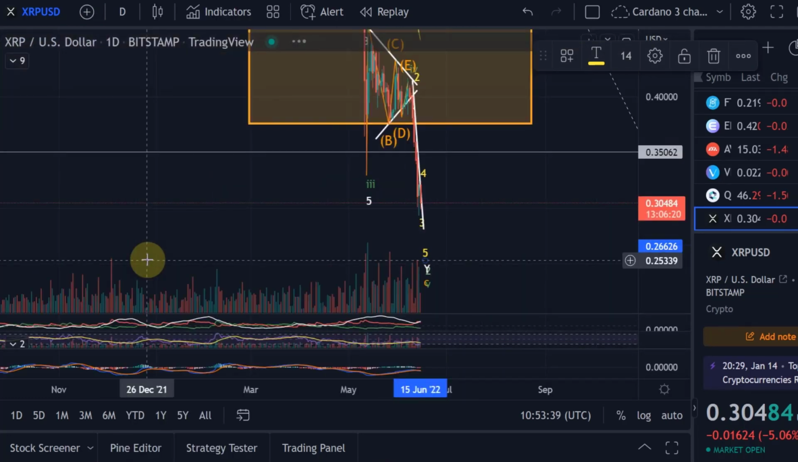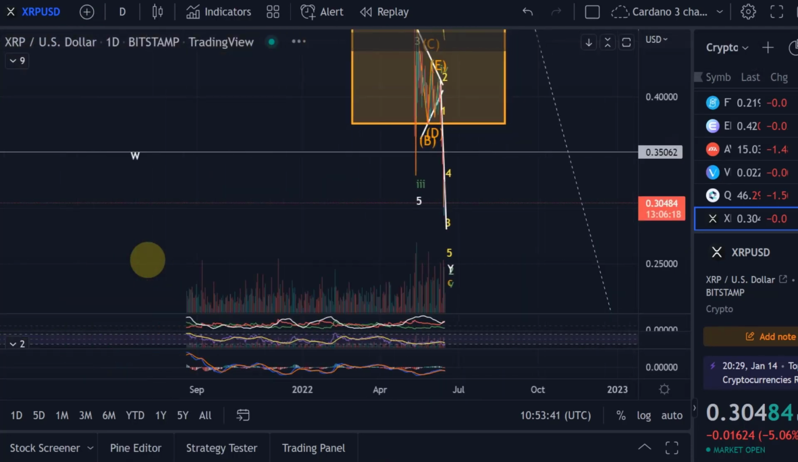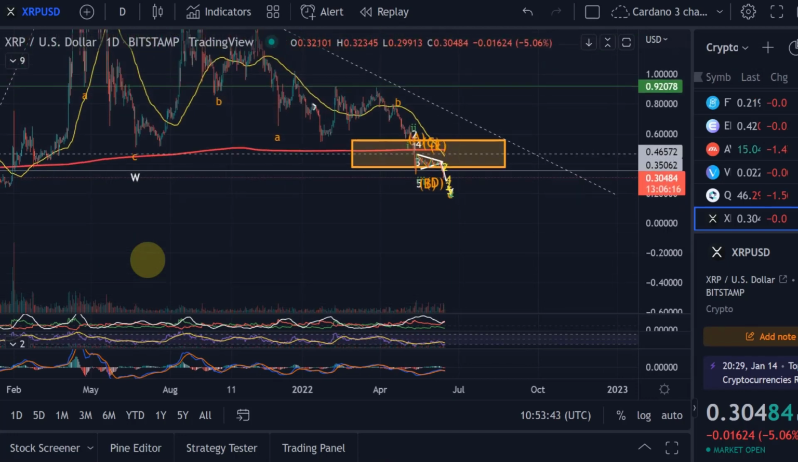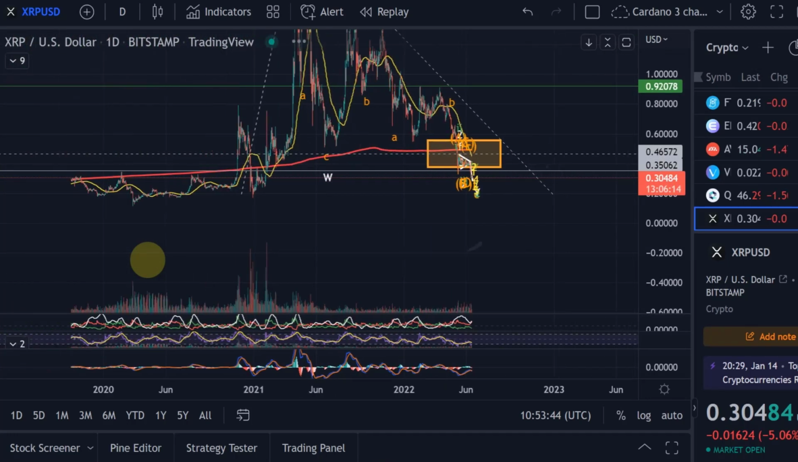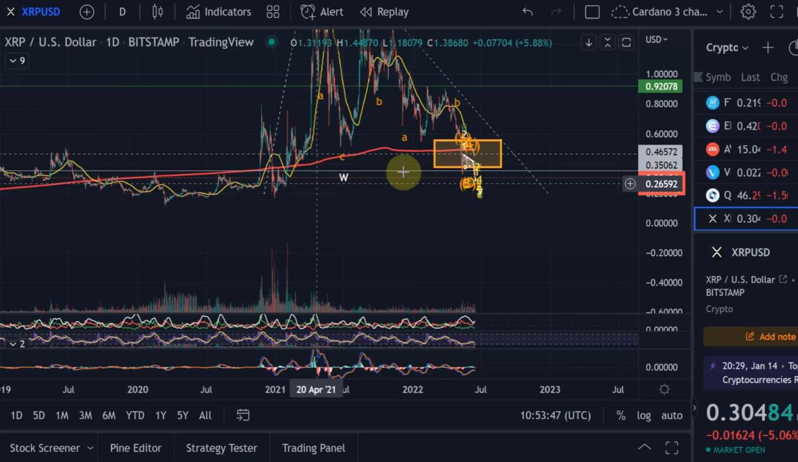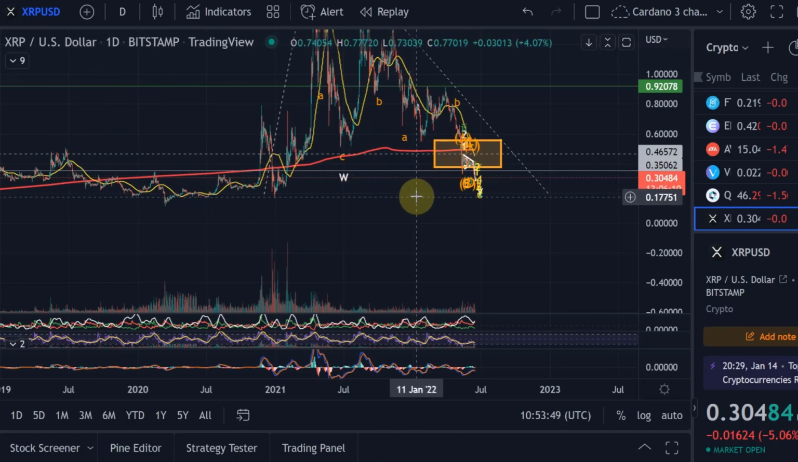What is sort of the worst case for XRP? What is the absolute worst case? My view is if it drops any lower and even goes through my targets, if it really goes below that swing low here from December 2020, which is at around 17 cents, it will get very, very tough. But this should be major support.